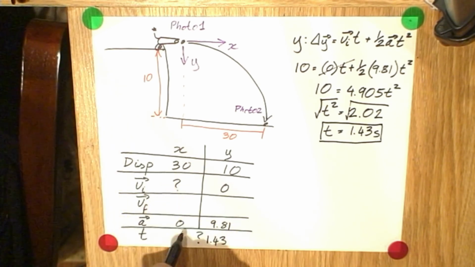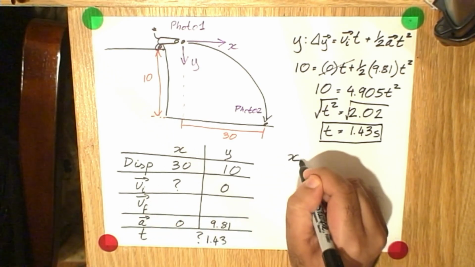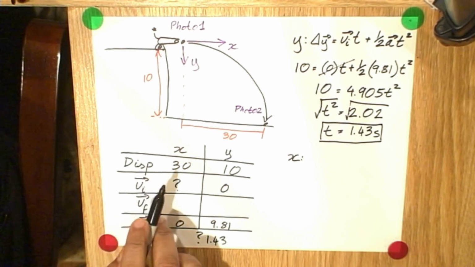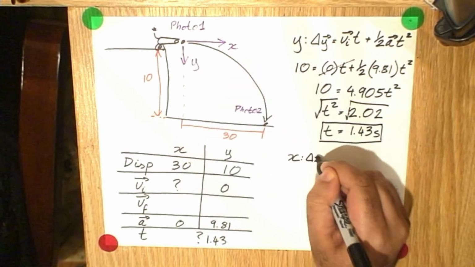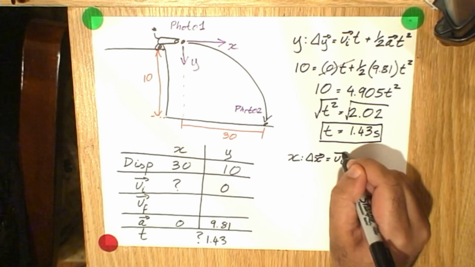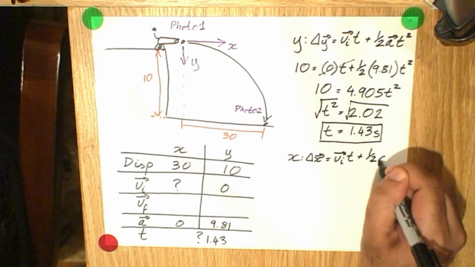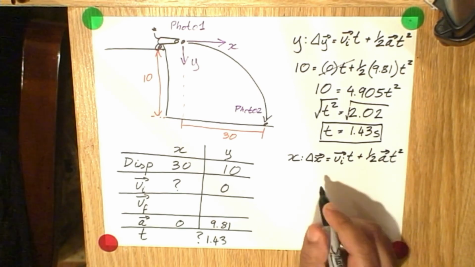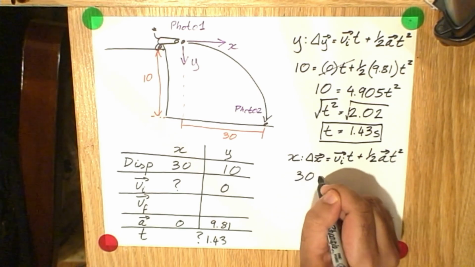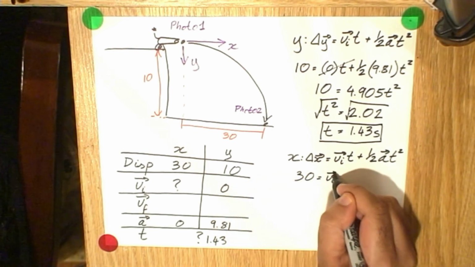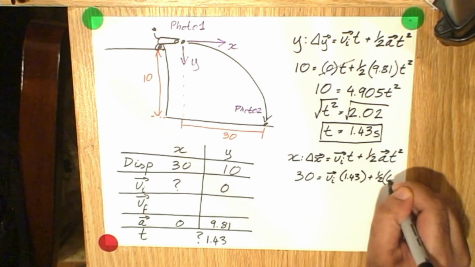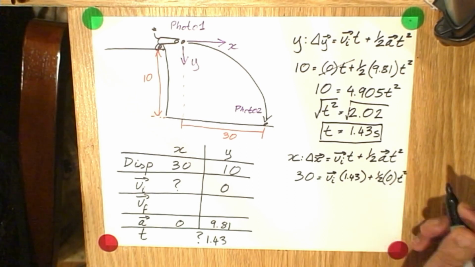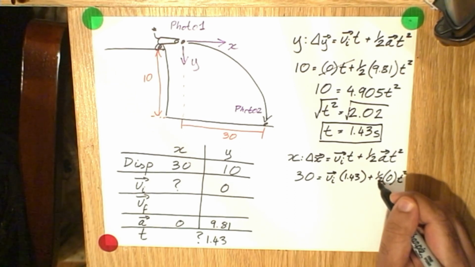Now we have 3 pieces of information in x, and we're looking for the initial velocity. The only equation that weaves together displacement, initial velocity, acceleration, and time is once again equation 2. So delta x is now equal to v initial times t plus 1/2 acceleration times t squared. So displacement 30 is equal to v initial, unknown, times t, 1.43 seconds, plus 1/2 times the acceleration times t squared. But half times 0 is going to be 0 and the whole second term will just cancel out.